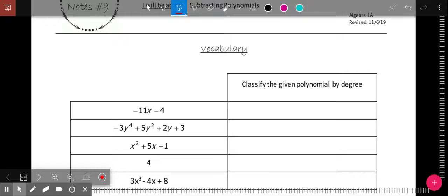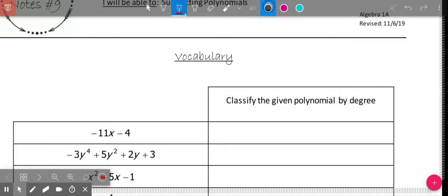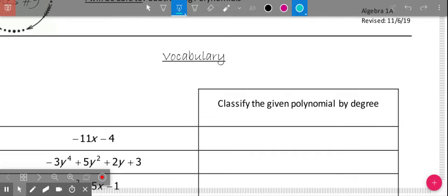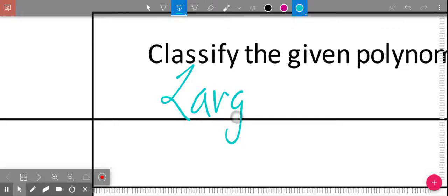Okay, there are so many different types of polynomials out there that we want to have a few ways to describe them. So we're classifying the given polynomial by a degree here. Okay, let's see if I can zoom back in. So to do that, we're going to be looking at the largest exponent. So anytime we classify by degree, we're looking at the largest exponent.